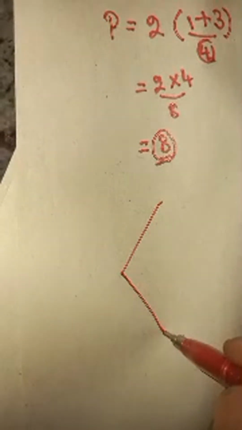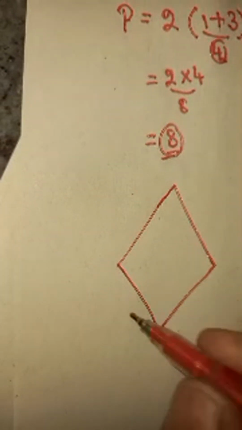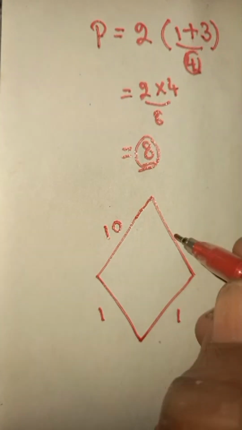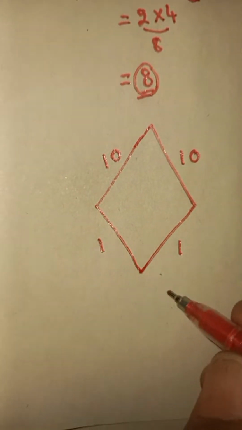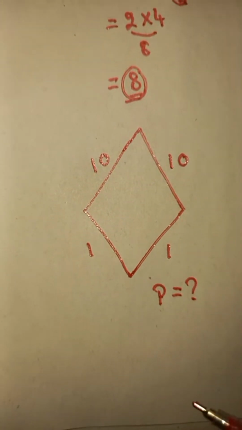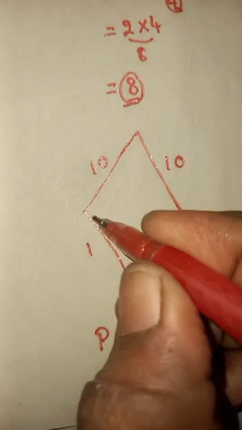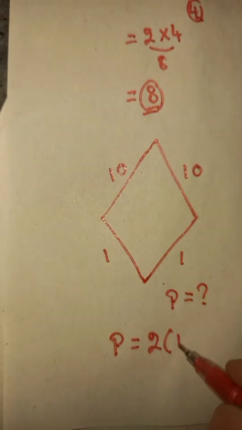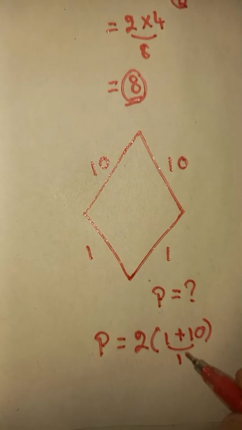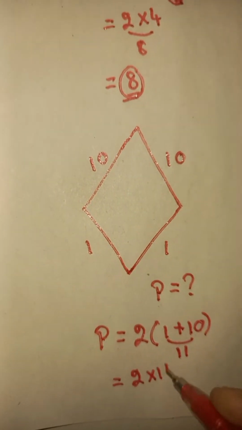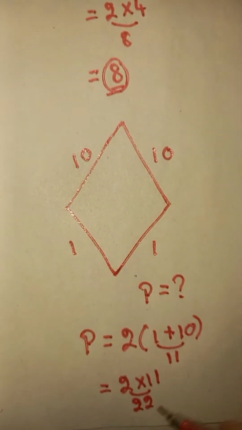Let's take one more kite. And in this kite, they are giving the below sides as 1 unit and above sides as 10 units. You need to find out the perimeter of the kite. Perimeter of the kite, you can find as 2 times the sum of below side plus above side, that is 1 plus 10. 1 plus 10 becomes 11. 2 times 11 is 22. So 22 units is the perimeter of this kite.